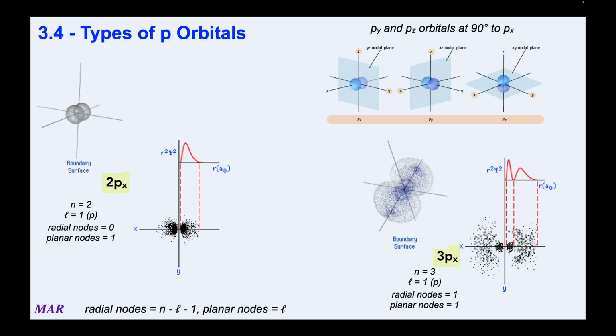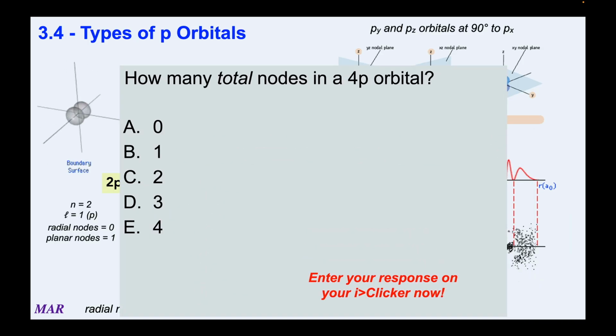But again, all of these more or less look like a figure 8. Some of them are funkier than others, definitely, but that's kind of the idea. So the question here is how many total nodes are in a 4p orbital?